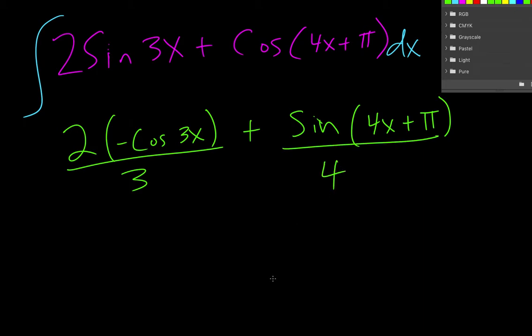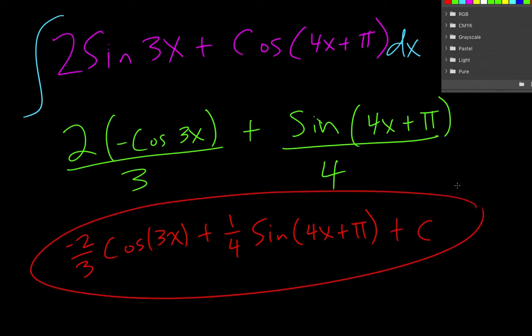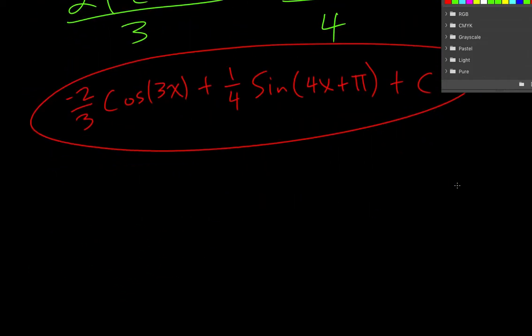Okay, so if I clean that up a little bit, I get negative 2/3 cosine 3x plus 1/4 sine of 4x plus pi. And since that's simplified, now I can add my plus c. Okay, we have a couple more examples.